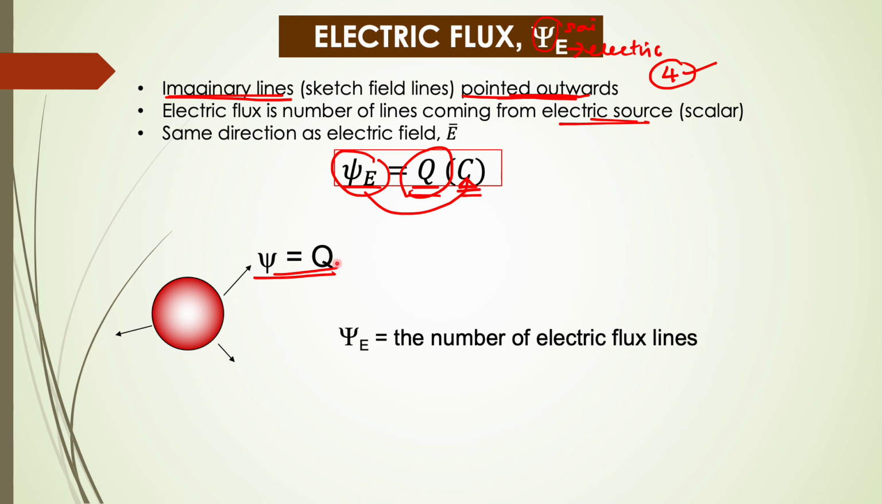But if it is a line electric source, your Q is going to be equal to integral of rho l dl. And if it is a surface, it's going to be rho s ds, and if it is a volume, it's going to be rho v dv.